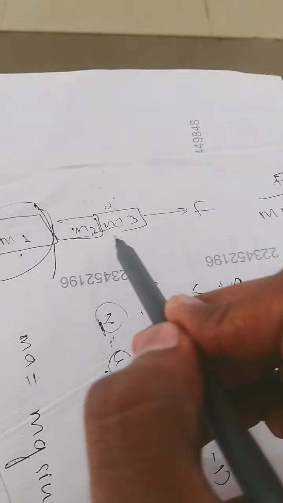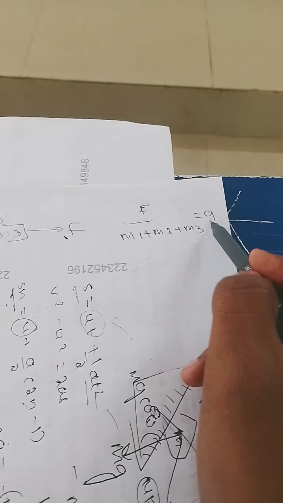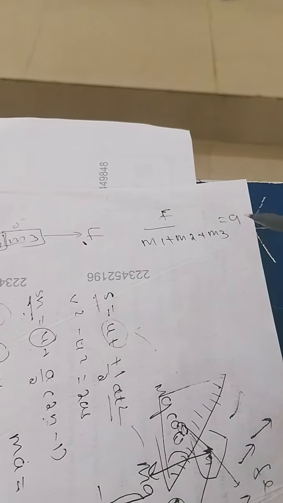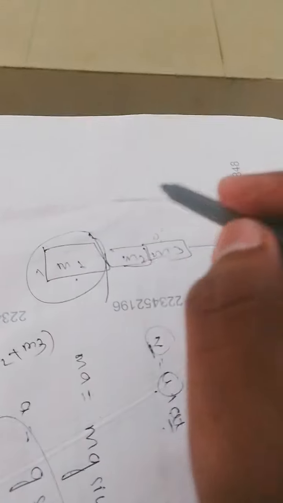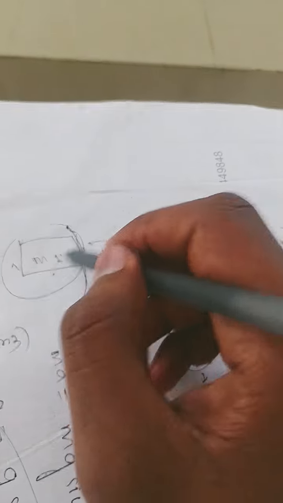Okay, in the previous video we discussed that three blocks of mass m1, m2, m3 are connected and a force F is applied. In this case, we can find the acceleration. Acceleration is given by F = ma according to Newton's second law. From this we can calculate that F divided by m1 plus m2 plus m3 is equal to the acceleration a.